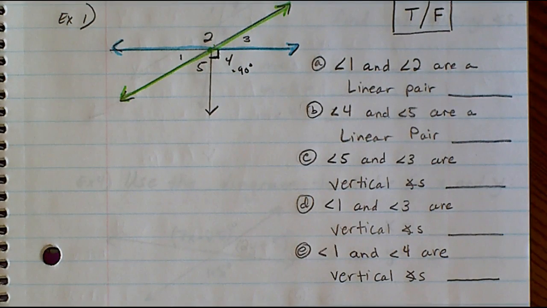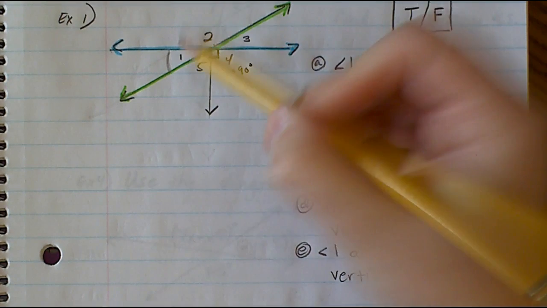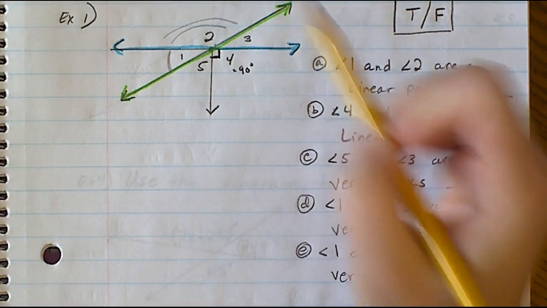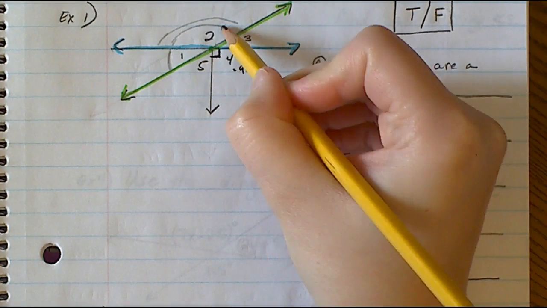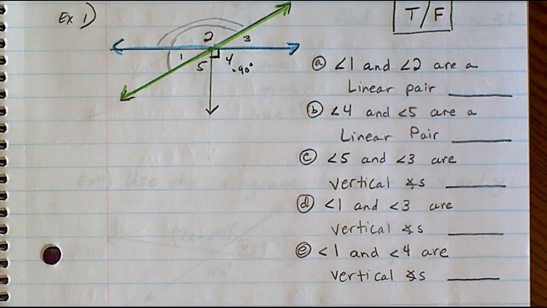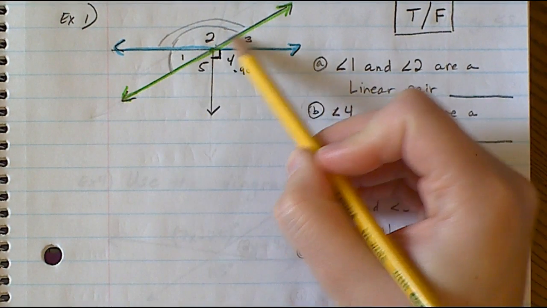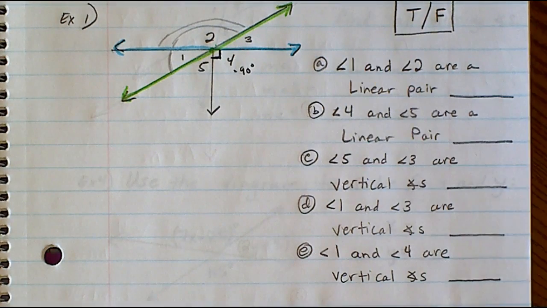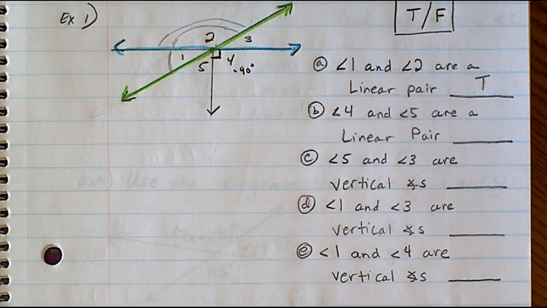So if I look at these two angles, angle 1 and angle 2, they're not the same, so I'm going to mark them with different arcs. So I put 2 arcs on angle 2, 1 arc on angle 1. Because they share a common side and their non-common sides are opposite rays, this would be true. Those are a linear pair. They're also supplementary.